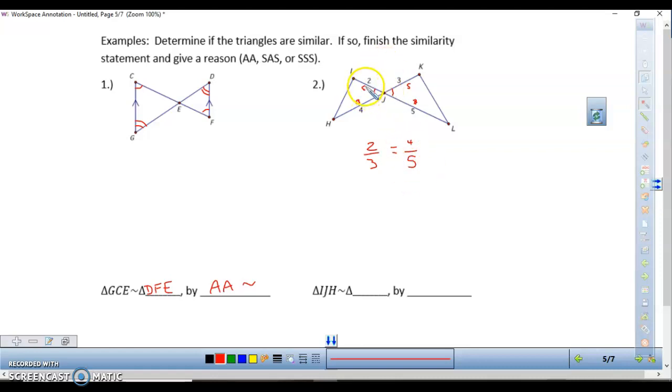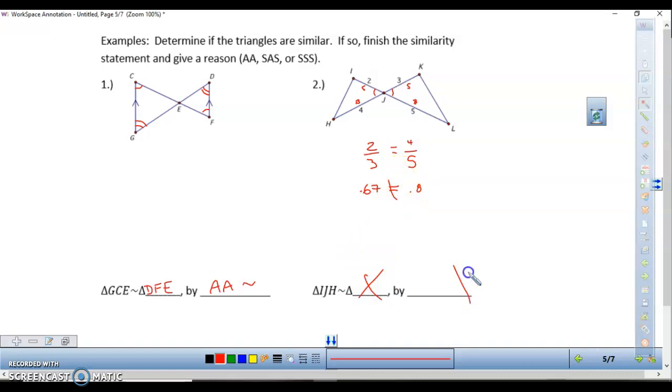All right. So again, the small sides are 2 and 3. The big sides are 4 and 5, and are those the same ratio? Well, you guys know that 2/3 is approximately 0.67, and we know that 4/5 is 0.8. Those are not equal to one another. Therefore, those triangles are not similar.